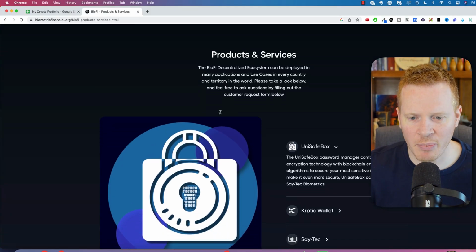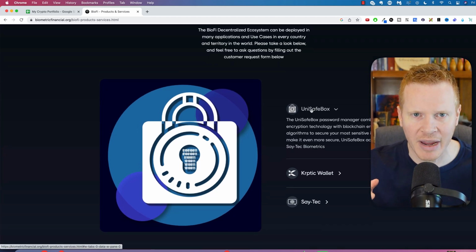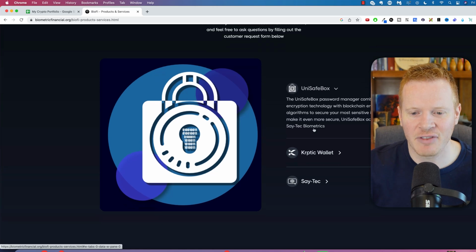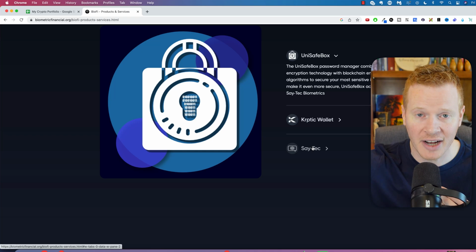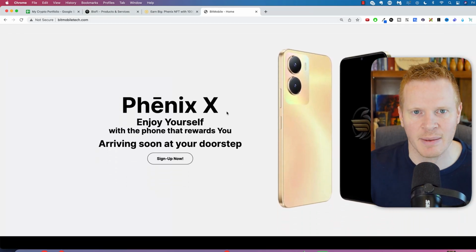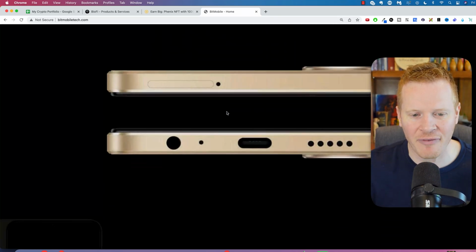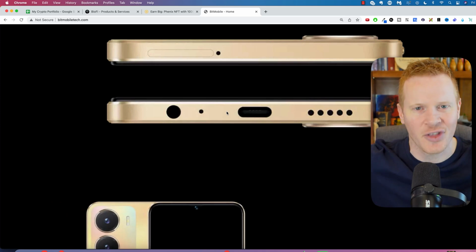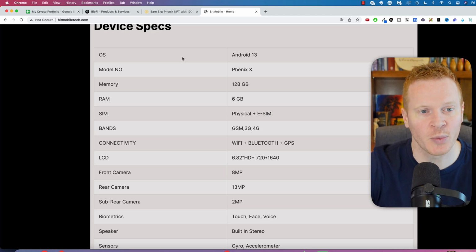Of course, you know some of the products that they have that use the Biofi token, like the UniSafebox, a password manager that's on the blockchain. They have the Cryptic Wallet. They have Saytech technology, which is biometrics on the blockchain. But of course, their big push right now is the Phoenix X phone. This is a blockchain phone that they are launching, starting in South Africa, going to the rest of Africa, and then to the world. I'm really excited about this phone, and a portion of the revenue is going to go to buy Biofi off the market. So as the phones sell, the Biofi price will be going up.